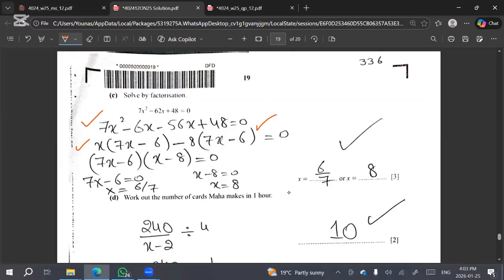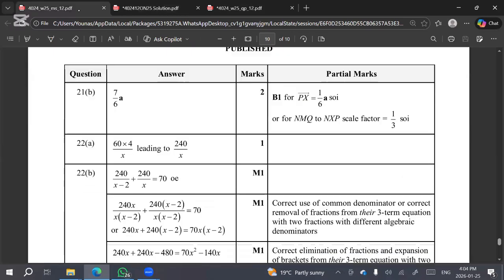Now this bracket, 7x minus 6, is common, and in the other bracket you will have x minus 8. The whole thing equals 0. Make this bracket equal to 0, then make the other bracket equal to 0. From 7x minus 6 equals 0, x is equal to 6 by 7. From x minus 8 equals 0, x is equal to 8. So there are two values of x. One is 6 by 7, and the other one is 8.